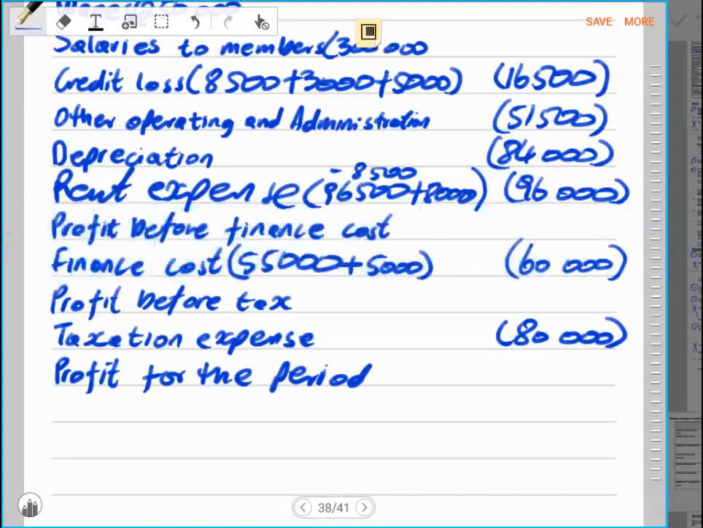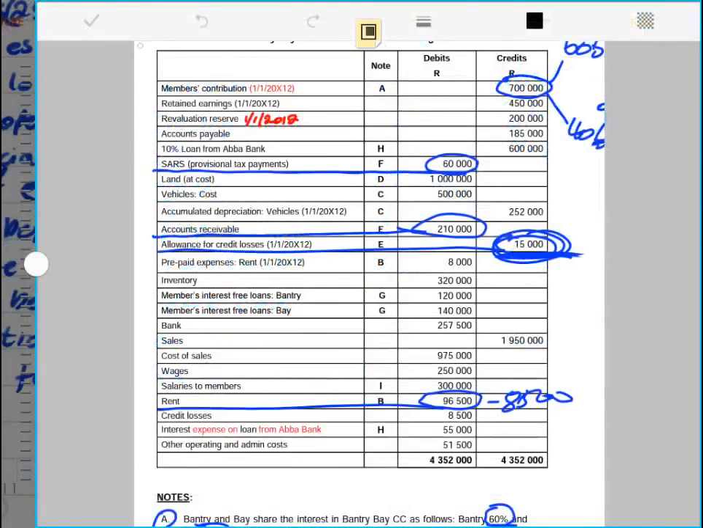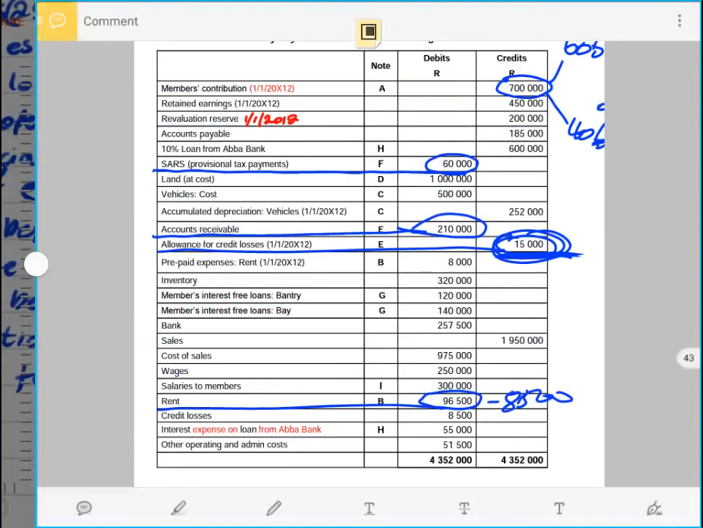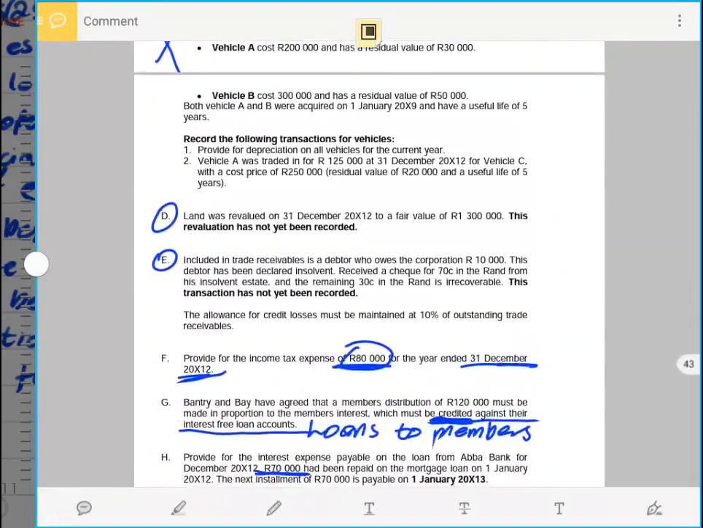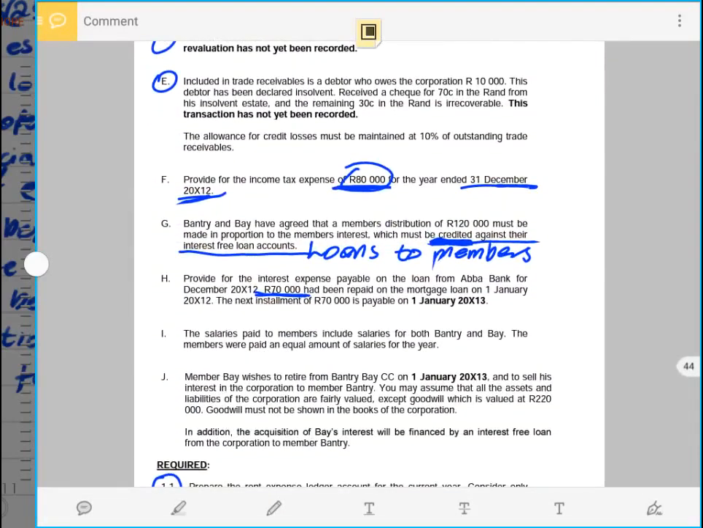Then we shall continue slowly with our adjustments. And the next adjustment is adjustment number I, where they tell us that the salaries paid to members include salaries for both Bentley and Bay. The members were paid an equal annual salary for the year.